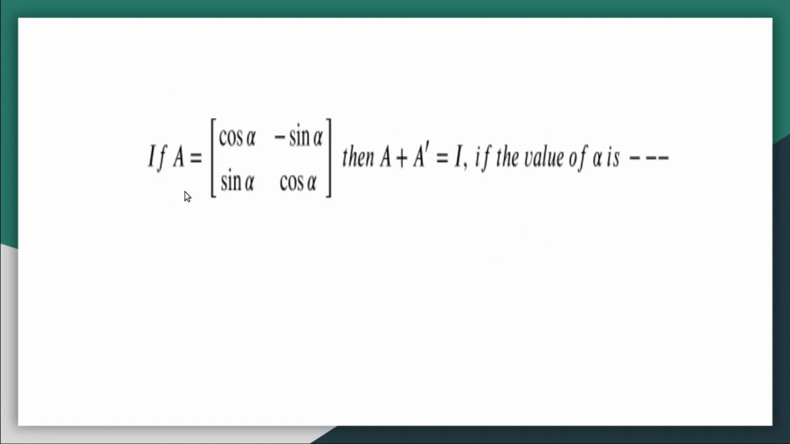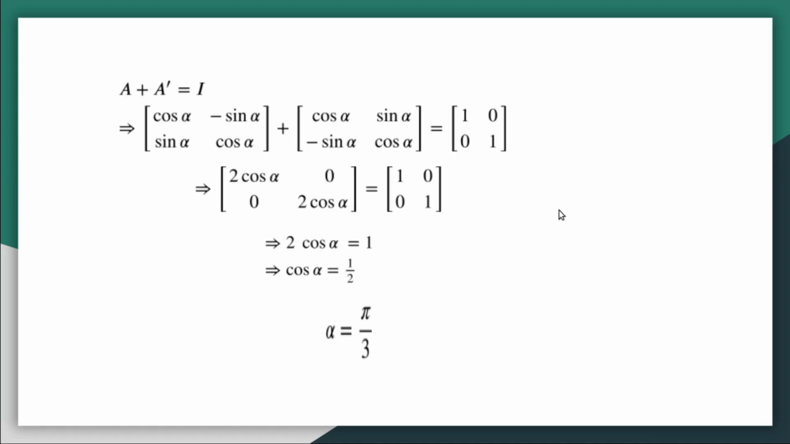Now the next one: if A equals the matrix [cos alpha, minus sin alpha; sin alpha, cos alpha], then A plus A transpose equals I if the value of alpha is dash. Now this is matrix A plus its transpose. Write the first row as the first column, the second row as the second column, and given that this is equal to the identity matrix I, [1 0; 0 1].